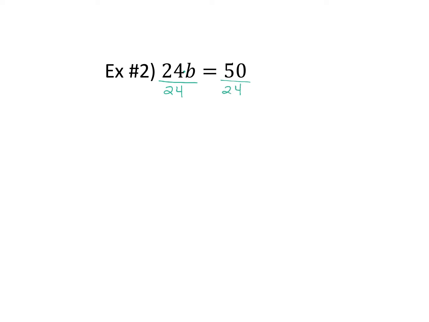Now, if you plug that into your calculator, 50 divided by 24, you get 2.0833333333. That's not a pretty answer, okay? When you get a funky decimal, it is preferred that you leave it as a fraction. So 50 over 24, you're just going to reduce that fraction. What are 50 and 24 both divisible by? 2. Okay, so if I divide by 2, 25 and 12, you can't reduce that any further. So that would be your answer.